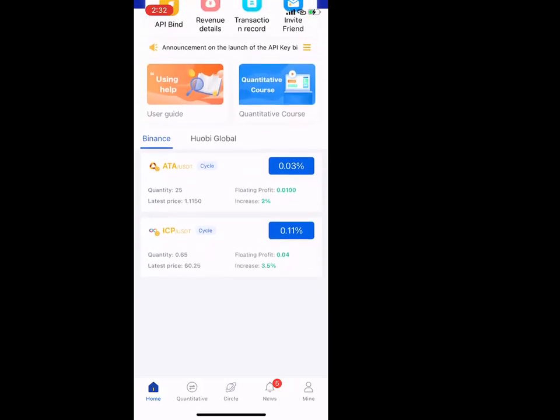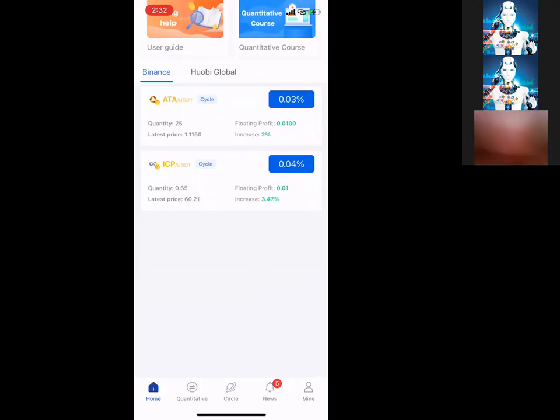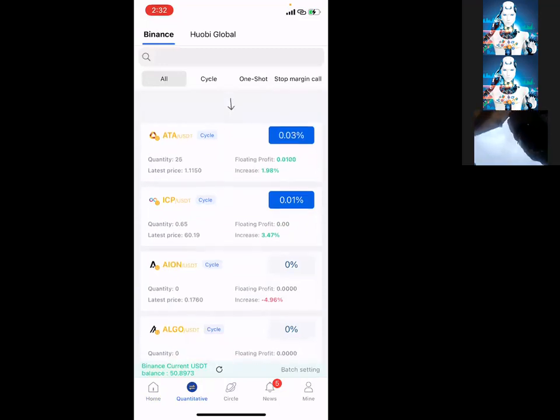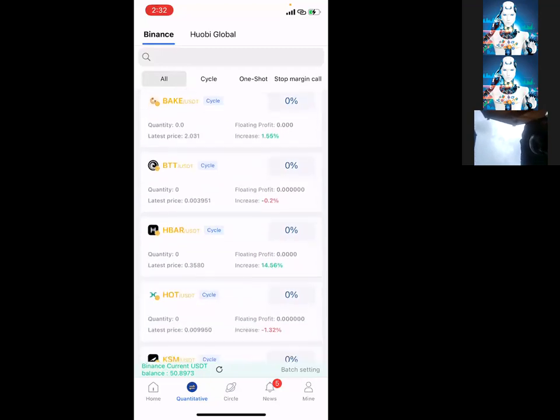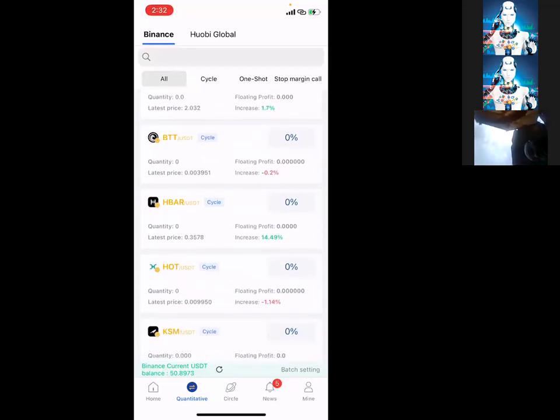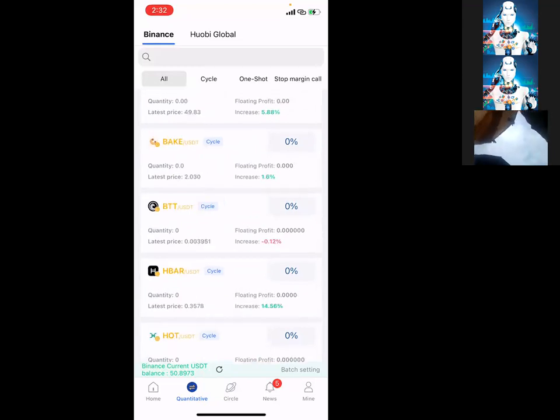So let's get to quantitative. You can see here quantitative. Click on quantitative. Now, under quantitative, you will get to see the list of all the coins available. And I've seen a lot of people tell me things like, sir, I can't see ICP. I can't see this particular coin. I can't see that particular coin.